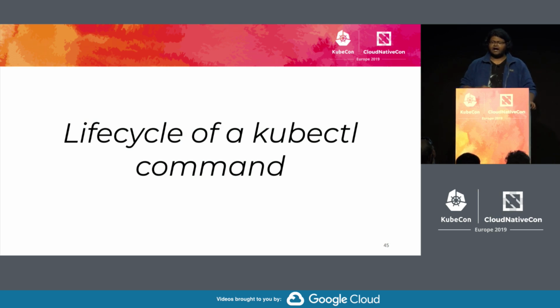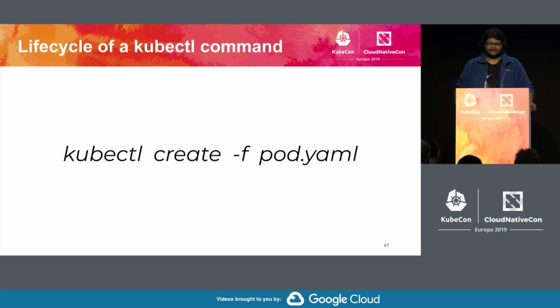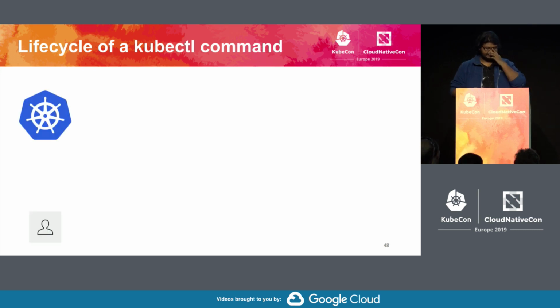Now, we will see how the lifecycle of a kubectl command actually leverages the automation provided by the previous workspace provisioning workflow. So, for that, let's take an example of a simple pod.yaml. It's just a simple busybox pod, which we will see will get created in a namespace called byterental, for example. And this will run the busybox image with image pull policy IfNotPresent. And say a developer now will run kubectl create -f on this pod manifest, right? So what happened actually in this case?